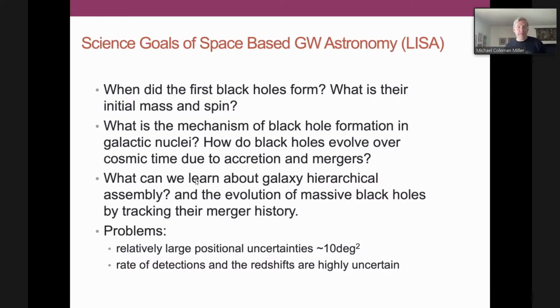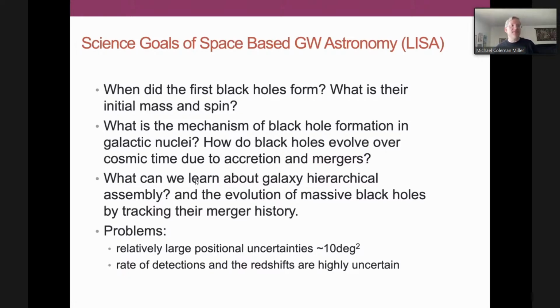Now, this is going to be amazing, but it's not going to be perfect. You'd love, for example, to be able to see a gravitational wave signal from LISA and be able to say, yes, it was that galaxy that hosted that merger. But the positional uncertainties are about 10 square degrees.